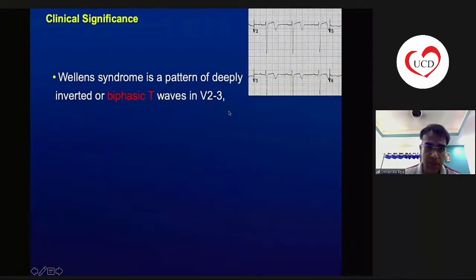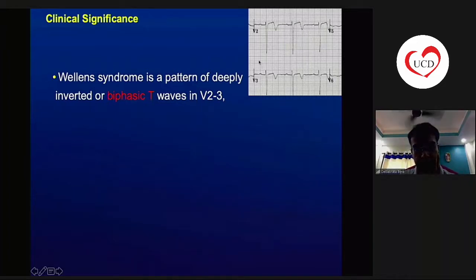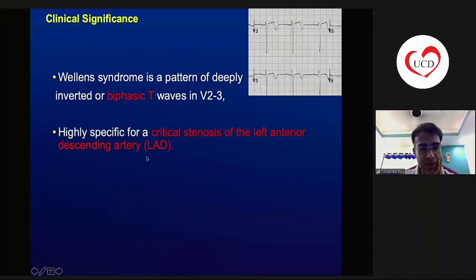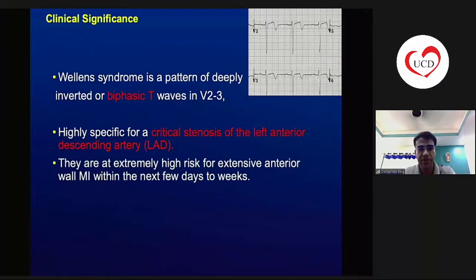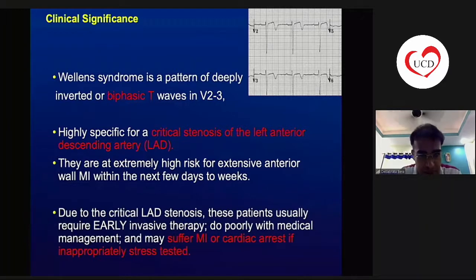The reason is this Wellens syndrome, which is a pattern when you find deep inverted T waves or especially biphasic T waves. Let's say in V2 you find a biphasic T wave here, and this is suggestive of a critical left anterior descending artery stenosis. These patients, unless treated immediately, are at extremely high risk for extensive anterior MI over the next few days to weeks. And most importantly, in these patients, if you do stress testing either by a TMT or dobutamine stress echo, you might actually invite a myocardial infarction, which you could have prevented by an early invasive strategy. So this patient definitely has to be admitted and treated with an early invasive strategy.